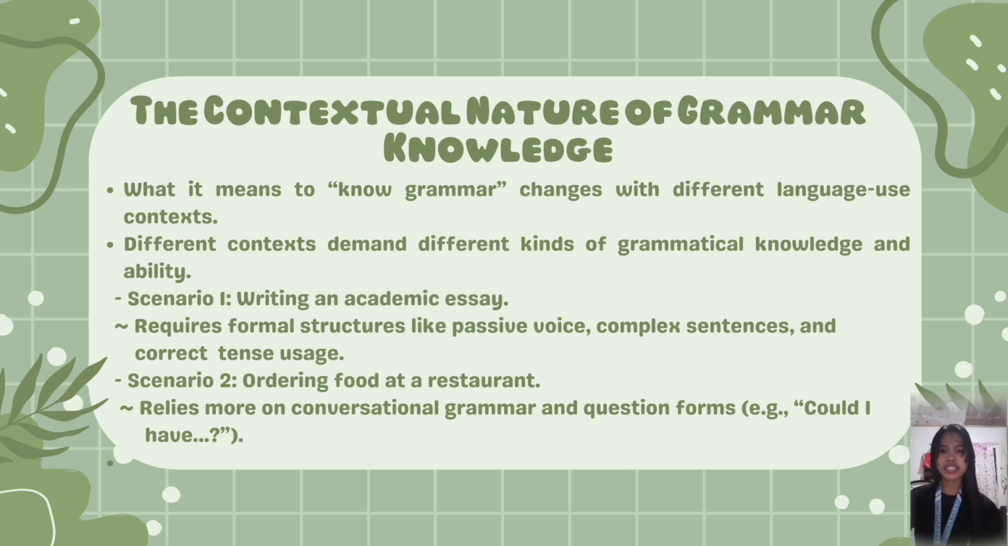For example, in Scenario 1, writing an academic essay requires formal structures like passive voice, complex sentences, and correct tense usage, while Scenario 2, ordering food at a restaurant, relies more on conversational grammar and question forms, like, for example, "Could I have this? Could I have that?" Grammar isn't one size fits all. Different situations need different grammar.